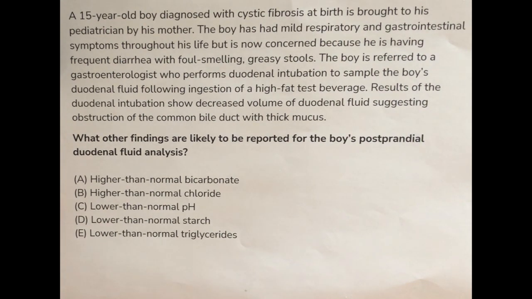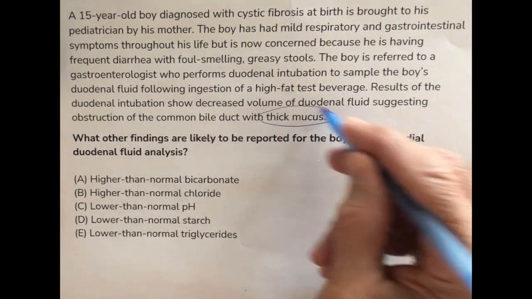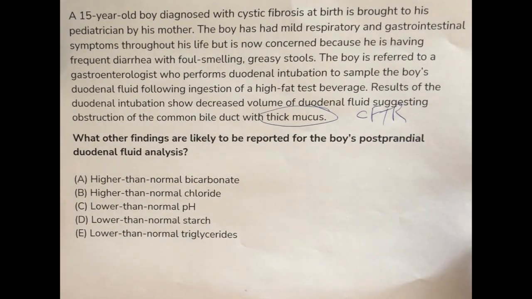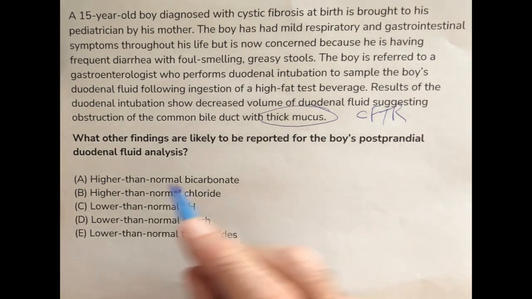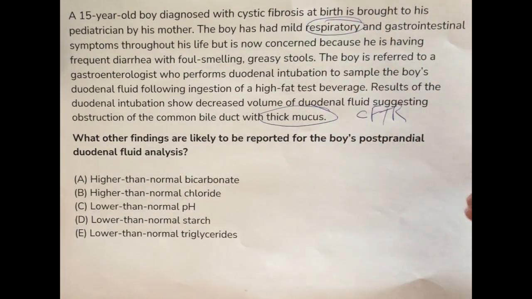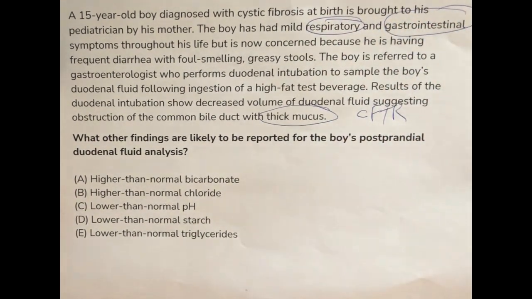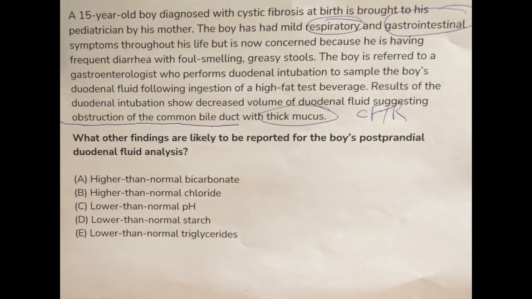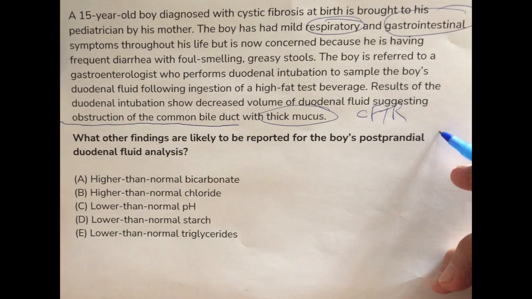Well, we have cystic fibrosis with thick mucus that we know is due to the CFTR mutation. And that thick mucus is not only in the respiratory tract. It says here that the patient has respiratory and gastrointestinal symptoms throughout his life, but it seems the gastrointestinal symptoms are getting worse. The physician thinks there's obstruction of the common bile duct. Is that what we expect in cystic fibrosis?